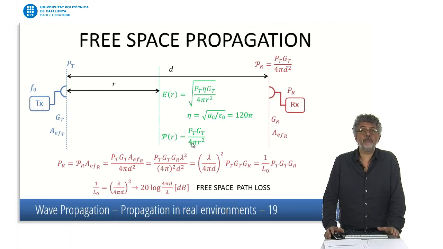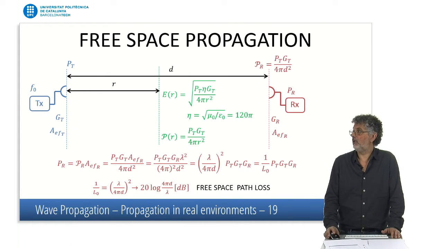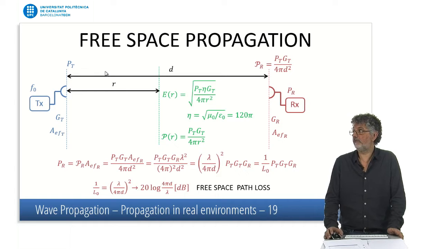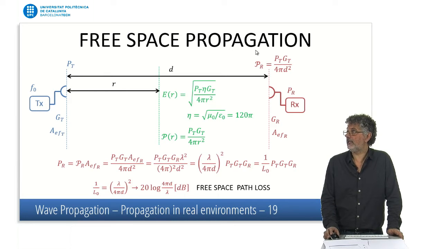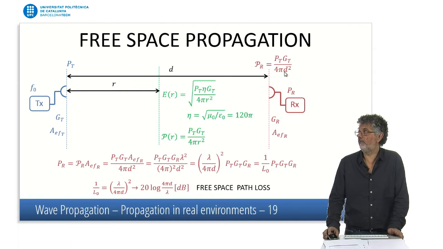Now, when we consider free space propagation, we have a transmitting antenna and a receiving antenna. They are spaced a certain distance, and in that case, we can very easily compute the received power. We know that the incident power density on the receiving antenna is the transmitted power, the gain of the transmitting antenna, over 4 pi d square.